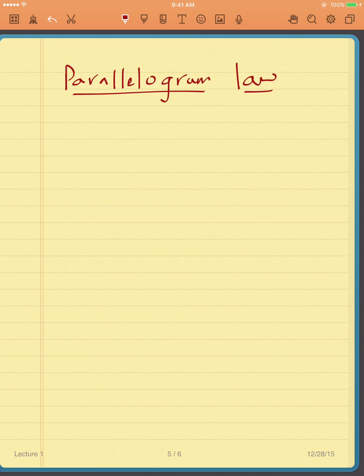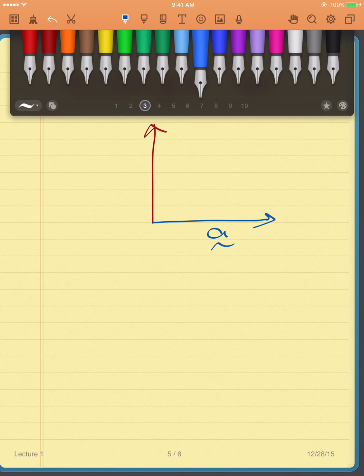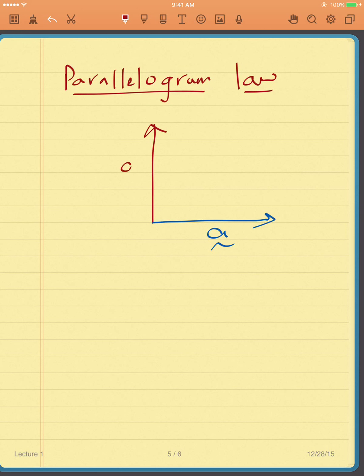Similarly, we have the parallelogram law, right? What we have here is we have a vector B, and we'll take the vector A again in blue, right? And these may be the same as the previous ones or whatever, it doesn't matter. Oh, oops, that should be B. These could be the same as the previous vectors, or it could be absolutely new vectors.